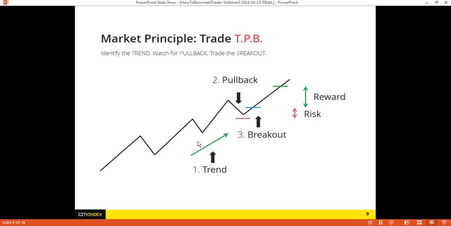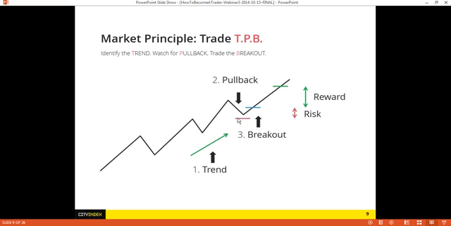If we're looking for strong trends, when are we looking to get in? After a pullback. We're looking for some type of pullback, okay? If that pullback occurs and then it starts resuming in the direction of the trend and it breaks out, that is the point at which I will enter into the trade.